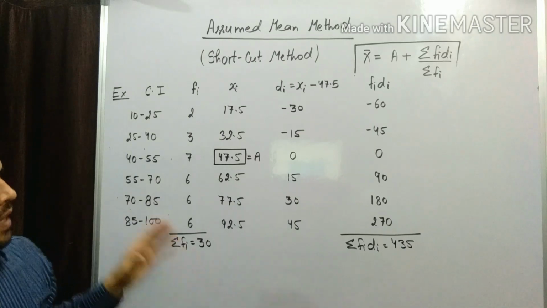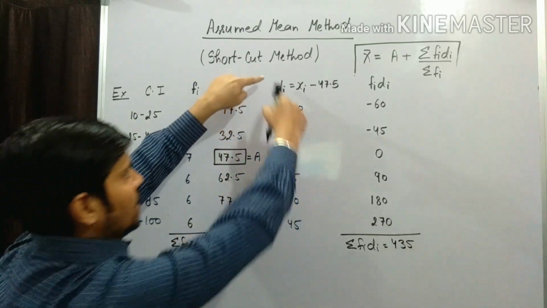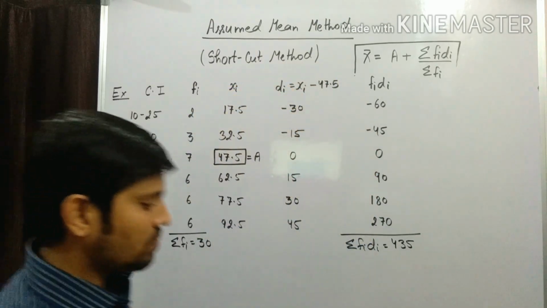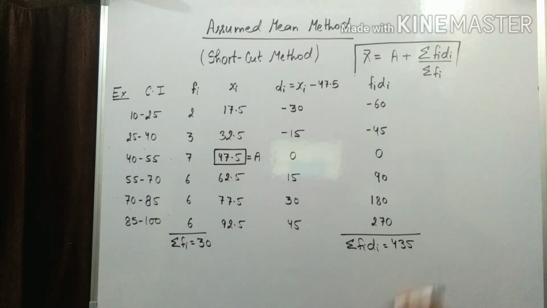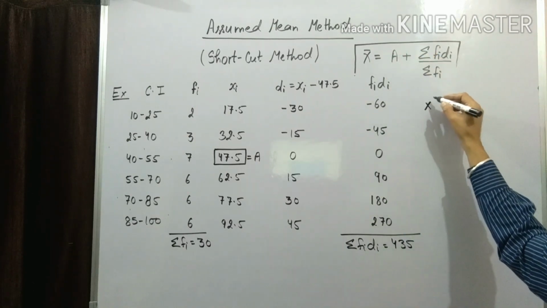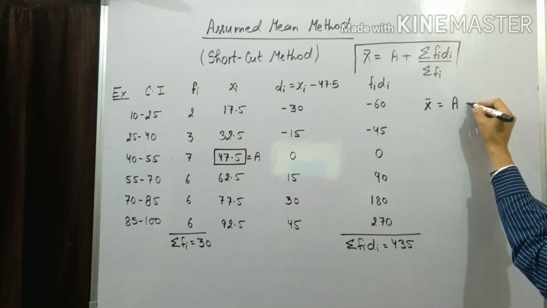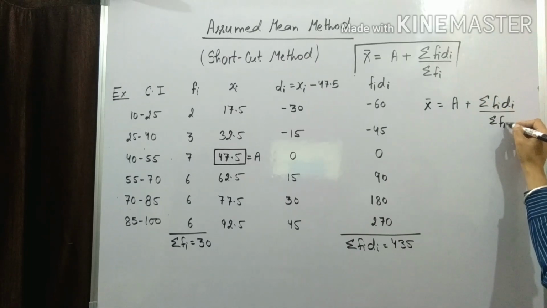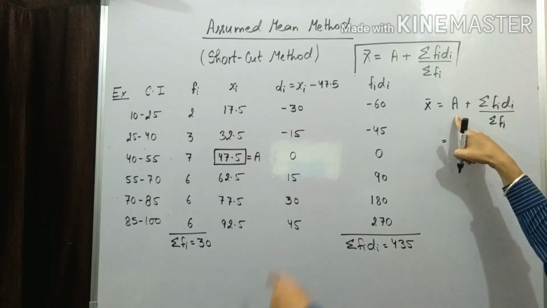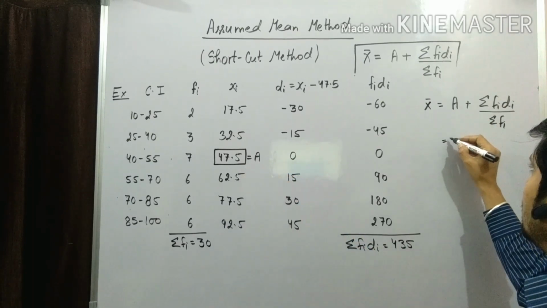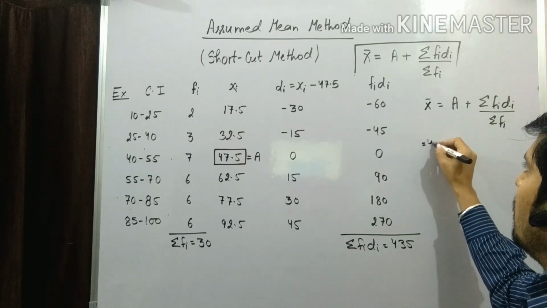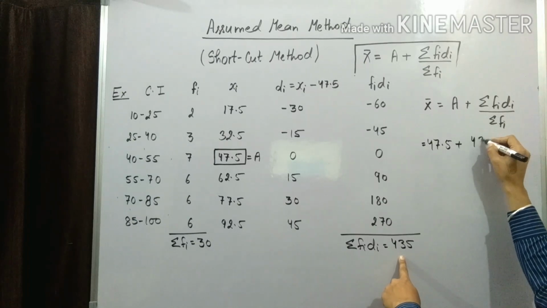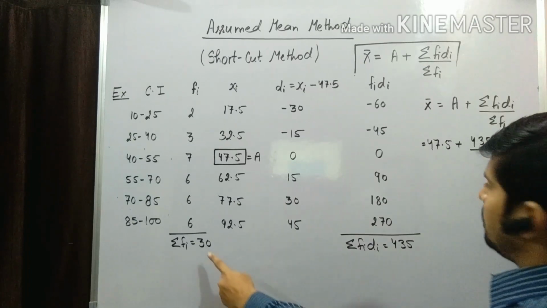Hope you got this topic. Okay, this is how we have reduced the values so that we can make our calculation easy. Now we can use this formula: x bar is a plus summation of fi di over summation of fi. We have all the terms. The value of a we have assumed is 47.5, plus summation of fi di equals 435, and this is over 30.